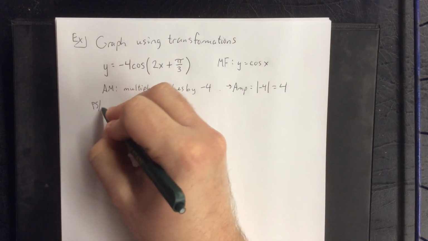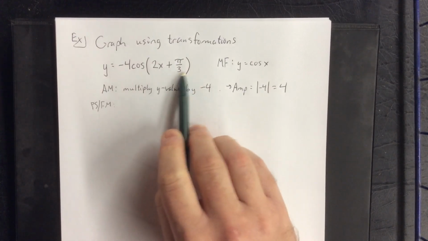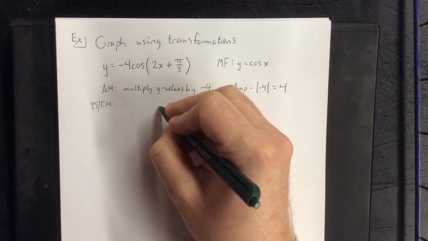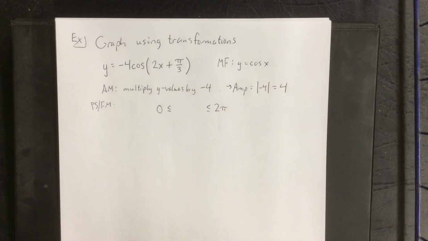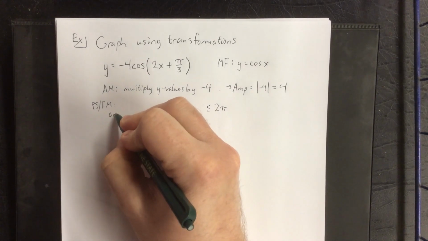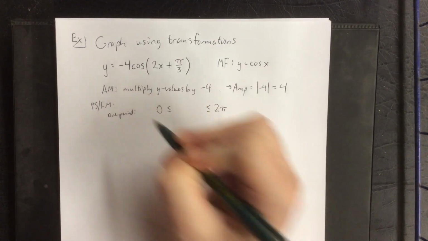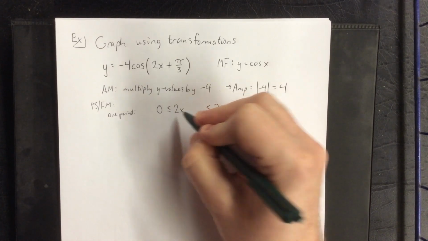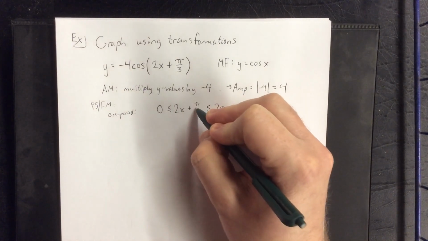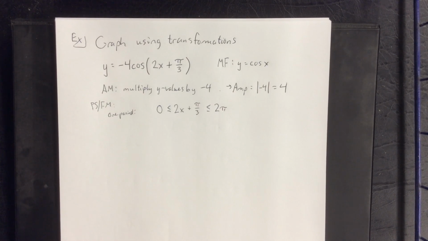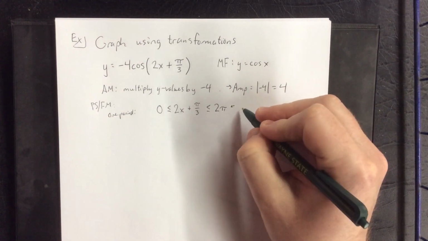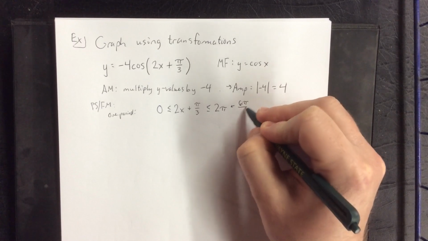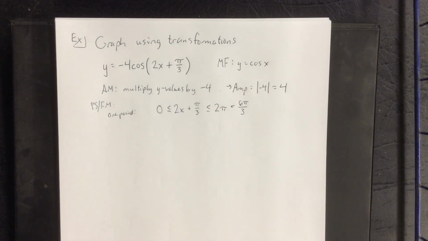For the phase shift and frequency modulation, we'll take what's inside the parentheses, that is our angle, and we're going to say that one period will go from 0 to 2 pi. So the thing that goes inside here will be 2x plus pi over 3. We will need to solve this for x. So to assist us with the process, I am going to get a common denominator for everything, multiplying by 3 over 3. 2 pi is the same as saying 6 pi over 3.